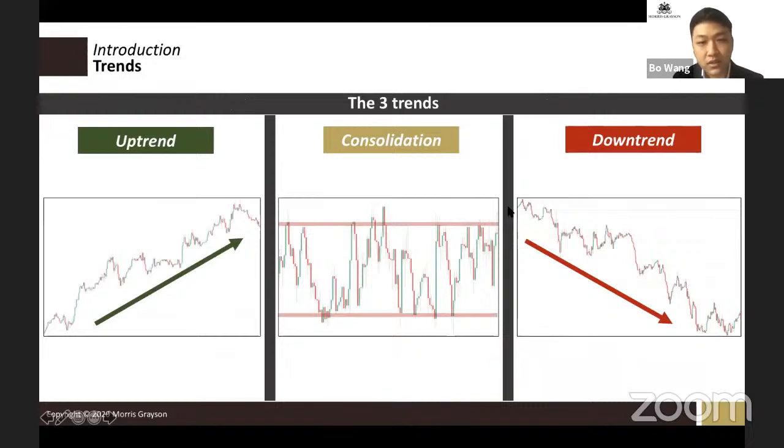There are three main different types of trends in the market. The first is the uptrend. In an uptrend, the price of the currency pair gets higher and higher. The second form of trend is consolidation, where the price moves in a range. The last type of trend is the downtrend. In the downtrend, the price of the currency pair gets lower and lower.